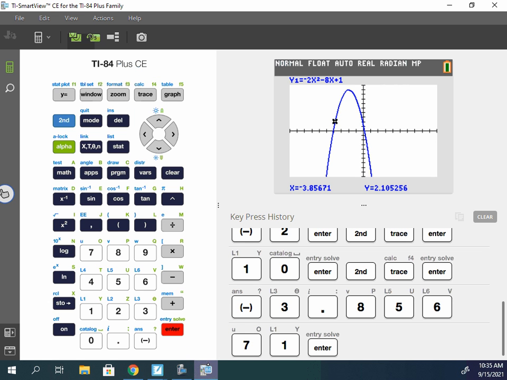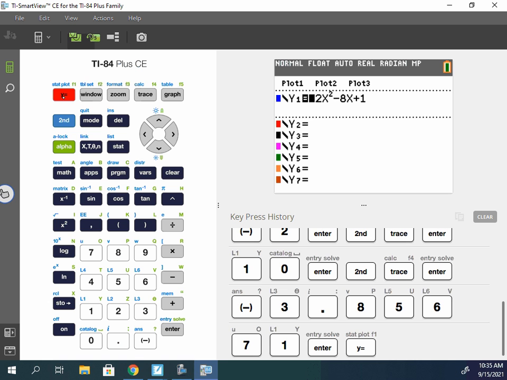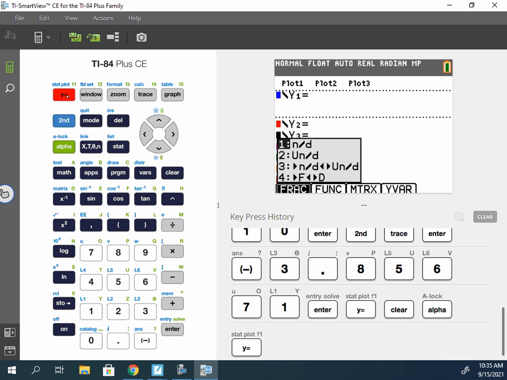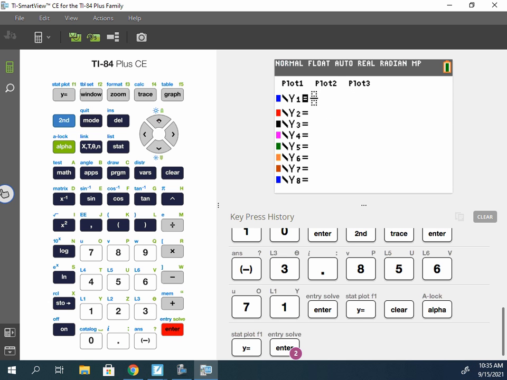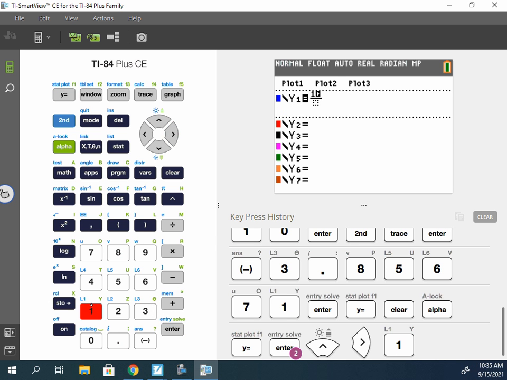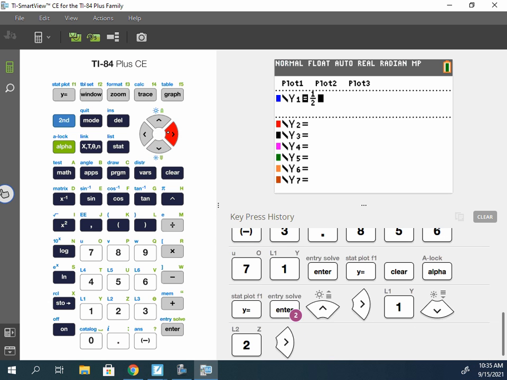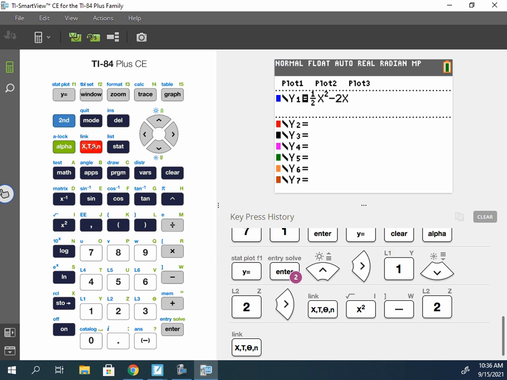Let's actually look at this another way. Y equals. Clear that out. Let's say alpha y equals, enter. There we go. Because I want the 1 over 2 x squared minus 2x minus 1. Once you get that typed in, go on and hit graph.